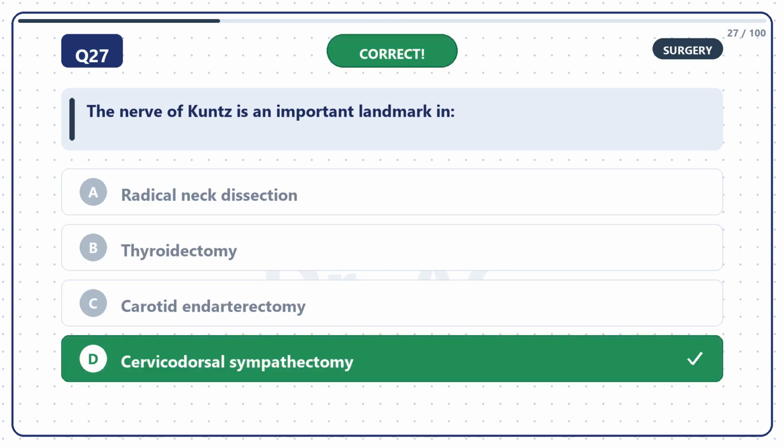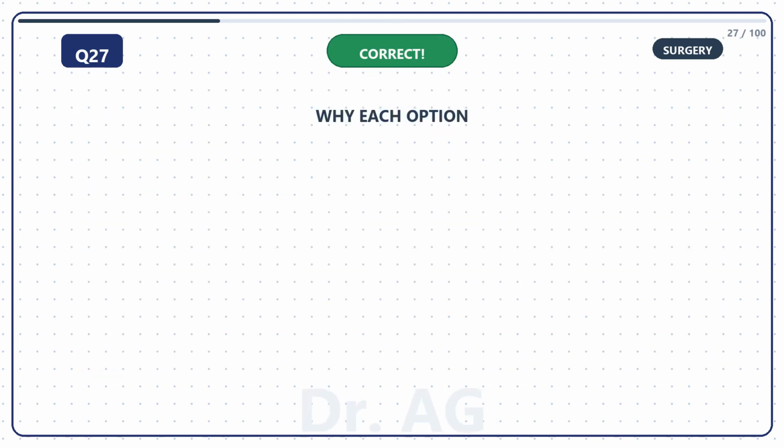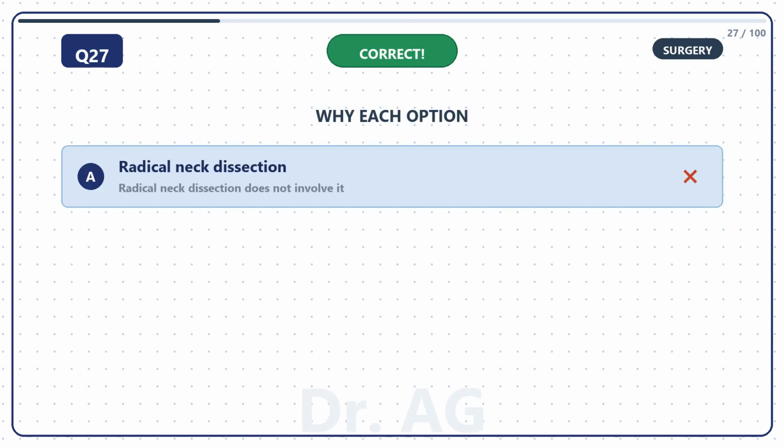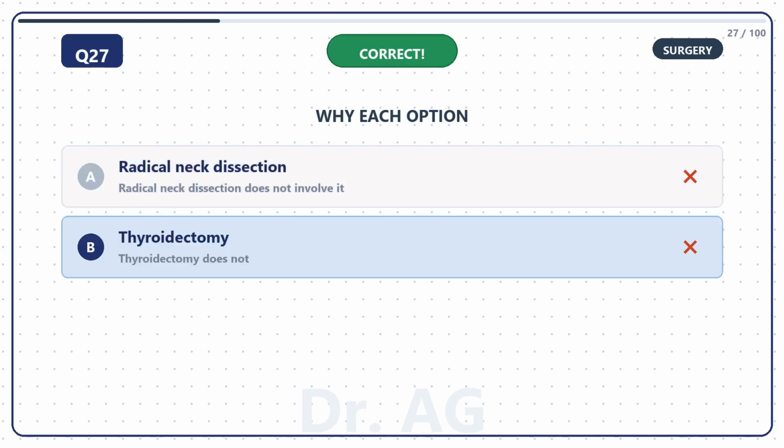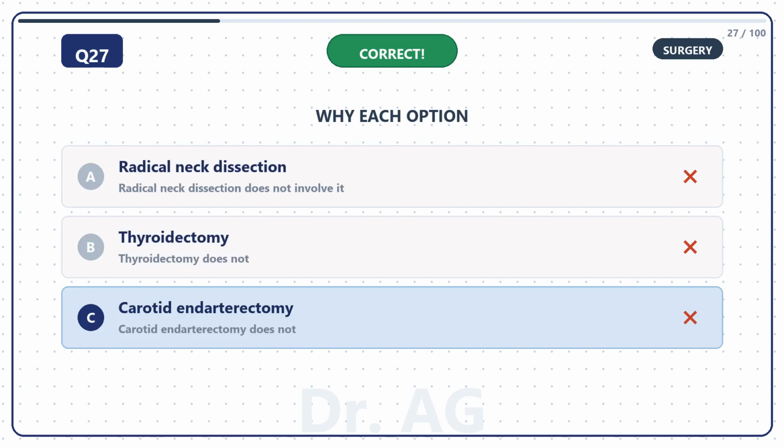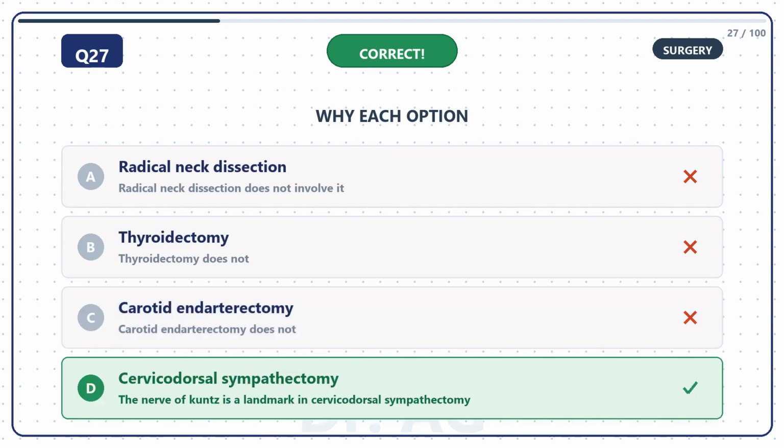The correct answer is option D. Cervicodorsal sympathectomy. Let's go through the options. Radical neck dissection does not involve it. Thyroidectomy does not. Carotid endarterectomy does not. And the correct answer is cervicodorsal sympathectomy.